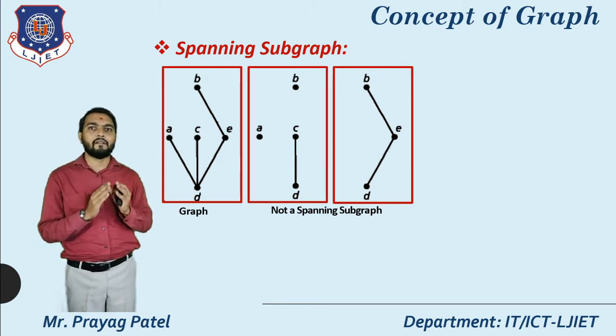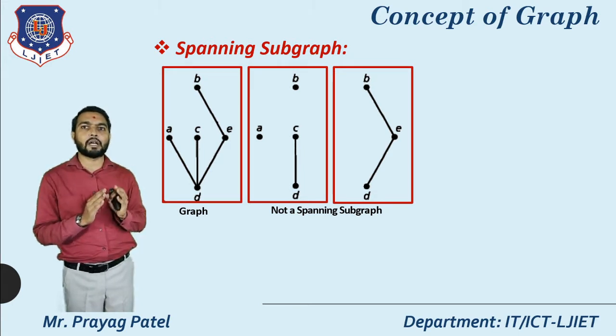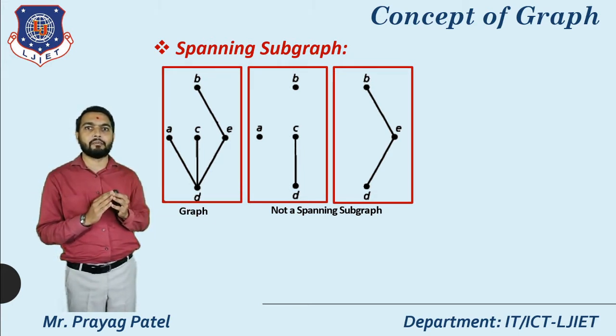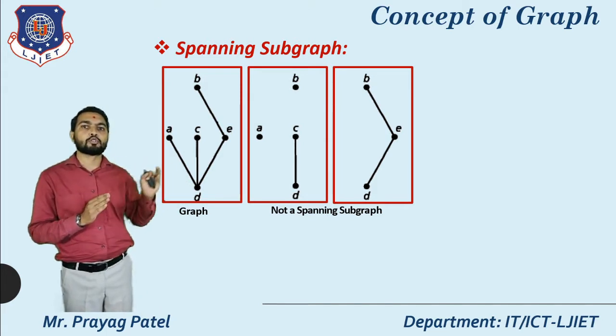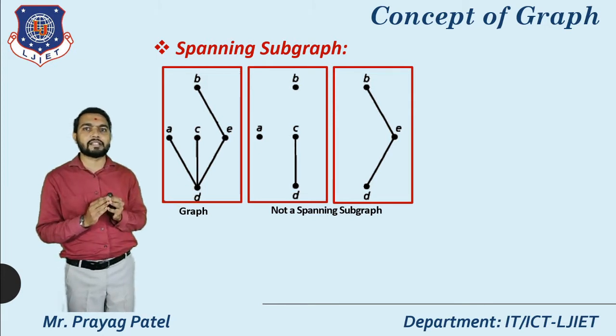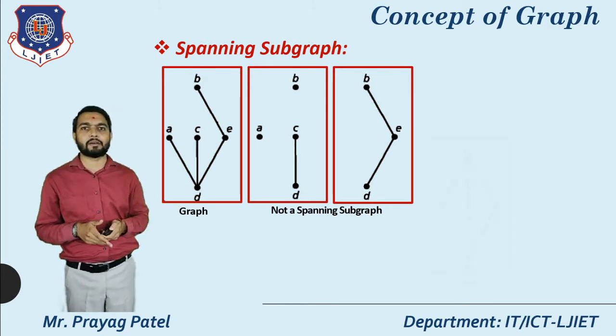Now the last figure is also considered as a subgraph but not as a spanning subgraph, because here we include B, D and E, and we cannot include A. So this graph is not considered as a spanning subgraph but is considered as a subgraph.